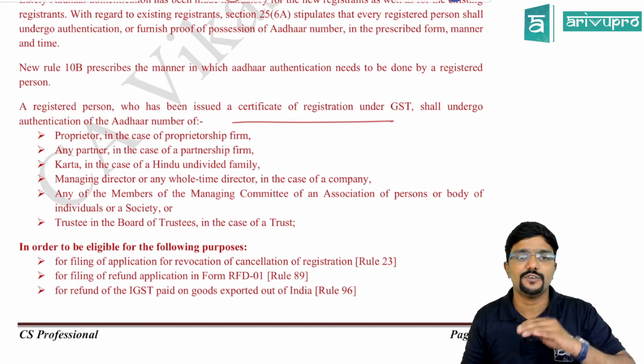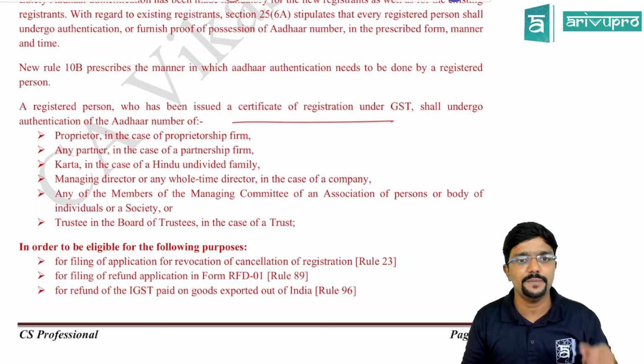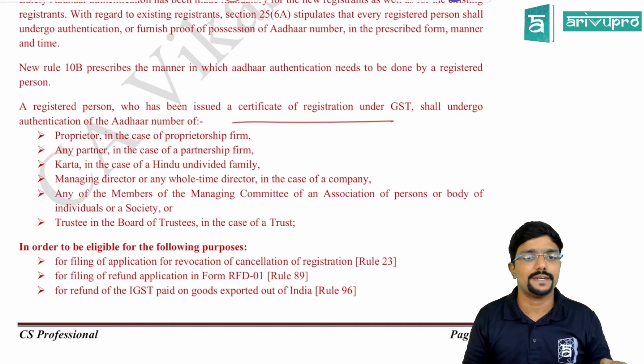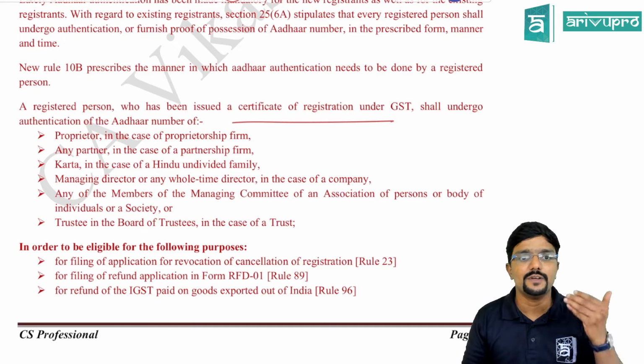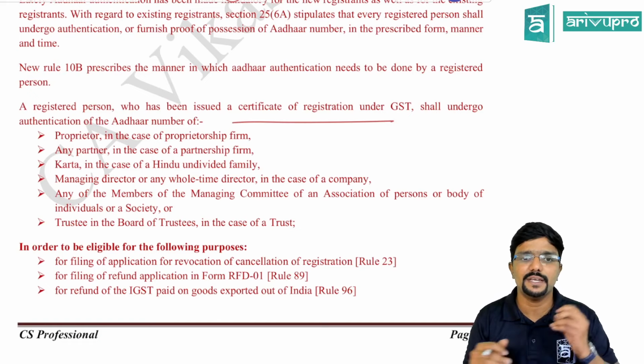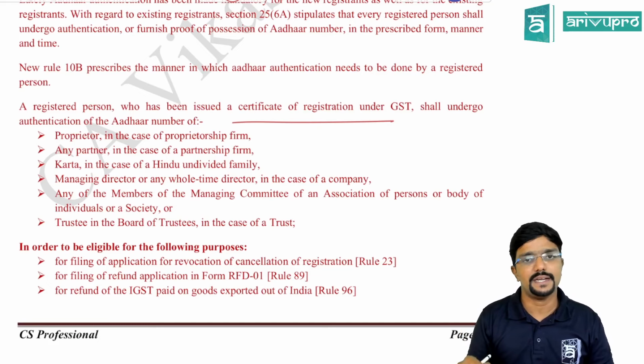In case of partnership firm, any partner. In case of HUF, the Karta, who is the head of the family. Then in case of company, either the managing director or any whole-time director of the company. Then in case of association of persons or body of individuals or society, any member of the managing committee. And in case of trust, the board of trustees. Their Aadhaar has to be authenticated.